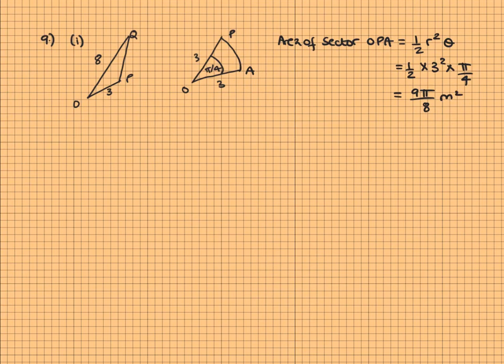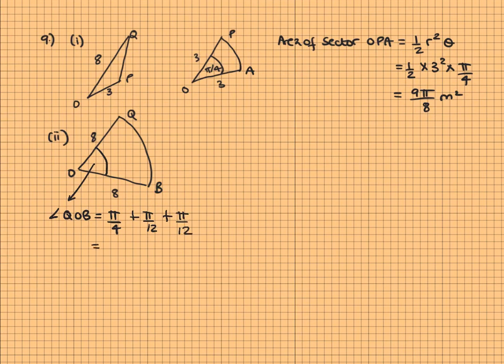Part 2, we have to work out the area of sector OQB. Now, to work out the area, we need to know the angle, and we can use the fact that the angle is made up of 3 parts, a pi by 4, a pi by 12, and another pi by 12, because the two triangles, OAB and OPQ, are congruent or identical. So this angle here, the angle QOB, is equal to pi by 4 plus pi by 12 plus pi by 12. So that comes to 5 pi by 12 as an angle.